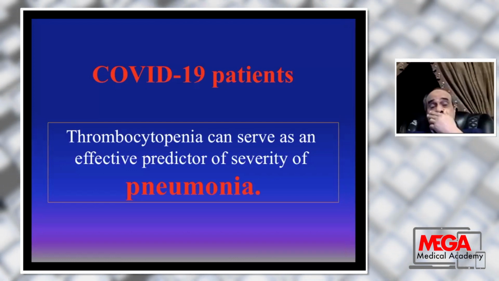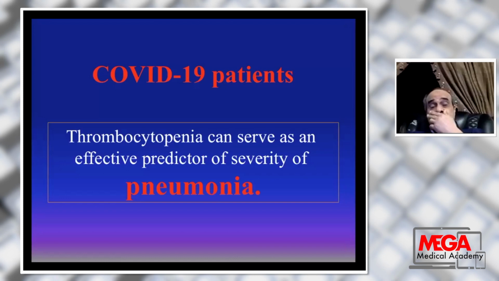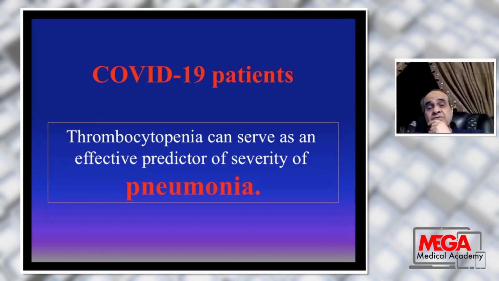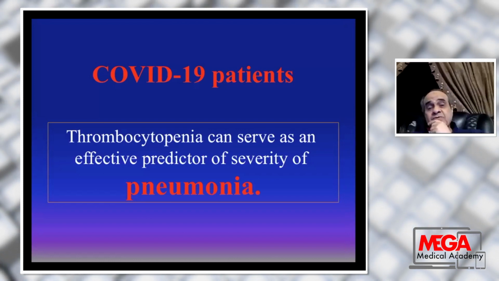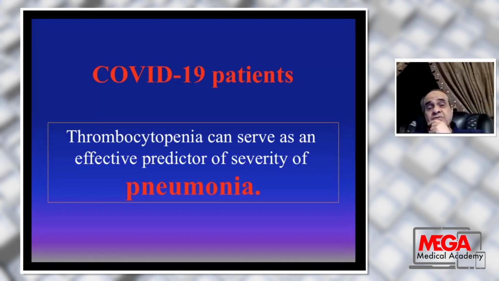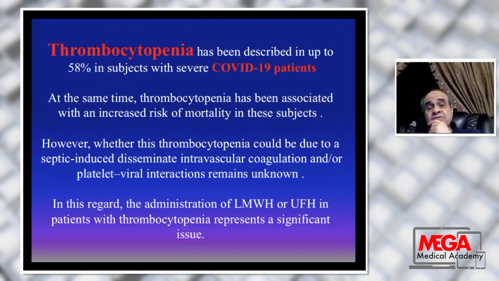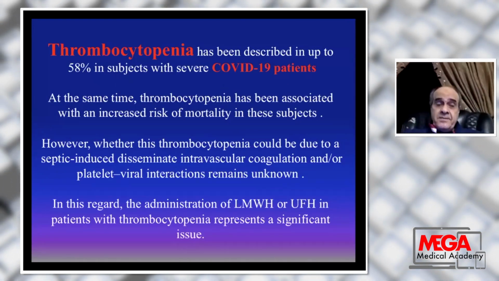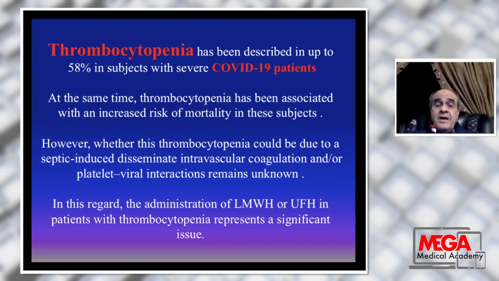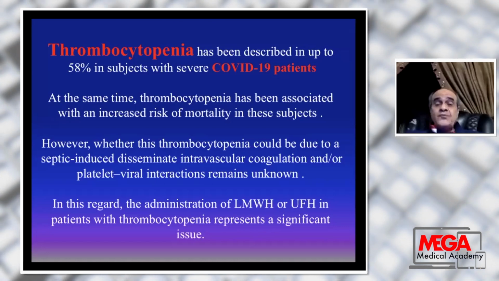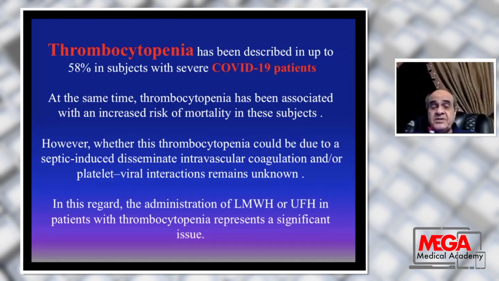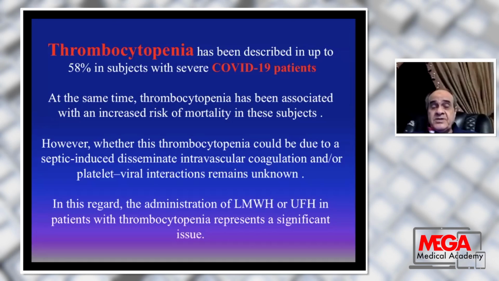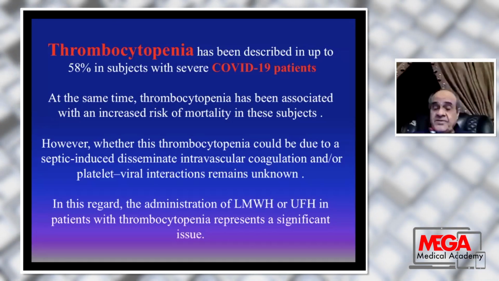COVID-19 patients, I mentioned here one important point. Most of the patients, or a large percentage of those patients, suffer from cytopenia, and pneumonia in any patient with lung disease. Thrombocytopenia has been described in 58% of subjects with severe COVID-19. At the same time, thrombocytopenia has been associated with an increased risk of mortality in these patients. I want to say something. Most of these patients receive anticoagulants like Clexane and heparin, and we try to predict and titrate the anticoagulant dose in those suffering from cytopenia.